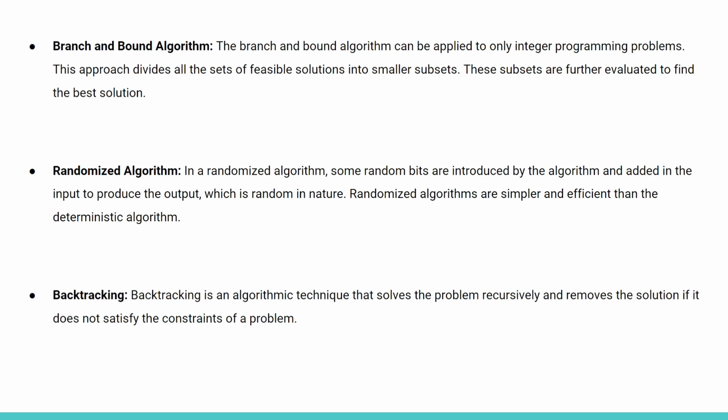Then the most important part is the randomized algorithm. It is a very long theoretical part, so please kindly listen carefully. As we have seen, in a regular algorithm, we have predefined input and required output. Those algorithms that have some defined set of inputs and required output and follow some described steps are known as deterministic algorithms. What happens when a random variable is introduced in the randomized algorithm? In a randomized algorithm, some random bits are introduced by the algorithm and added to the input to produce the output, which is random in nature. Randomized algorithms are simpler and more efficient than the deterministic algorithm.